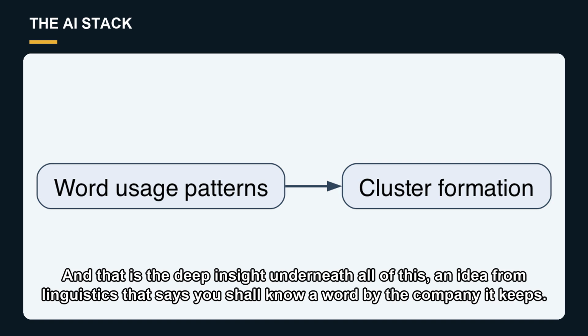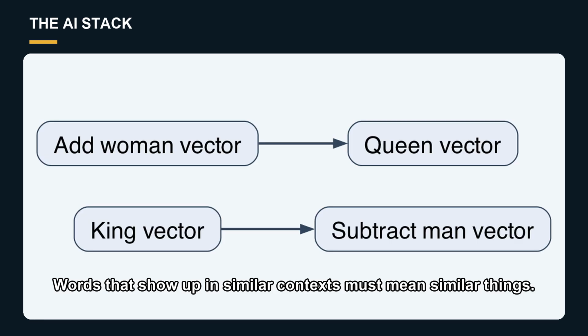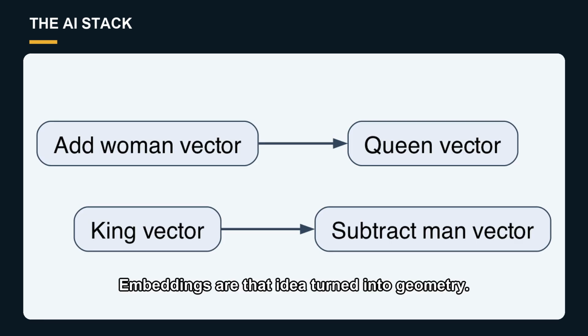And that is the deep insight underneath all of this, an idea from linguistics that says, you shall know a word by the company it keeps. Words that show up in similar contexts must mean similar things. Embeddings are that idea turned into geometry.